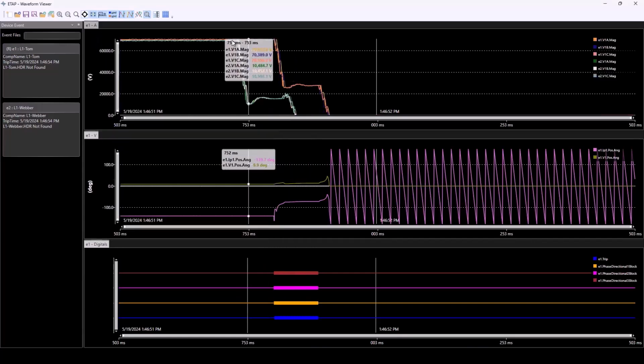So as you can see here, I'm able to look at multiple COMTRADE files at the same time from different ends of the line. So this capability allows for detailed analysis of multiple COMTRADE files simultaneously, which is very useful for thorough fault analysis.